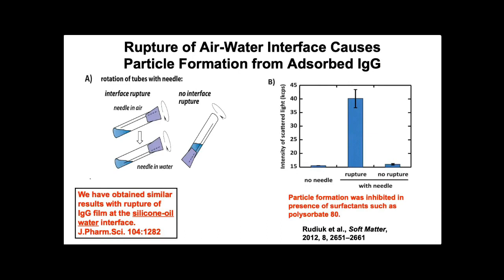And here's a very nice early study that demonstrated this. This is looking at a monoclonal antibody at the air-water interface, and they did a simple thing. They just had a needle that would rotate, and each rotation it would rupture the air-water interface and break this film. And what they found is that rupturing led to a high level of light scattering due to particle formation, which could be inhibited by compounds like polysorbate, which are very effective at inhibiting the adsorption of protein to interfaces. We've seen similar things with proteins at the silicone oil-water interface, where the rupture of the interface leads to aggregation, and if you have surfactant, you can inhibit that.